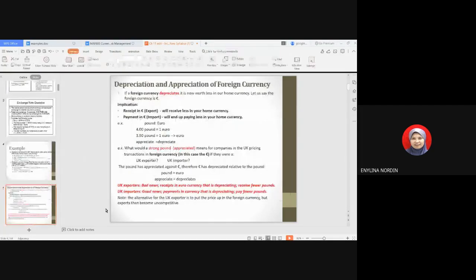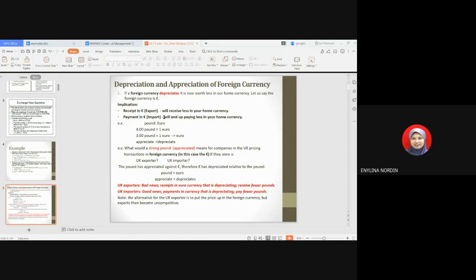Now we go to the depreciation and appreciation of foreign currency. This is quite confusing, but we will go through it slowly. What is the meaning of depreciation and appreciation of foreign currency? First, you need to know what foreign currency you are going to use or want to convert to. If the foreign currency depreciates, the implication is that it is now worth less in our home currency. Let's say our foreign currency here is the euro. What is the implication if the euro currency depreciates?